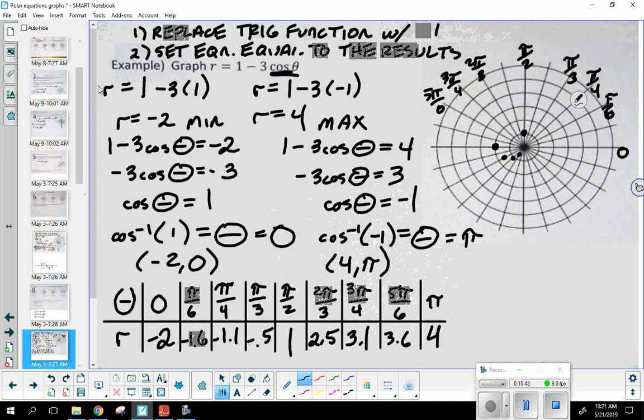And then we got 2 pi over 3, 2.5. 3 pi over 4, 3.1, so that's going to be just past it. And 5 pi over 6 is 3.6, so a little past halfway. And my final point would be 4, pi. Okay. So this gives me exactly half of the points I would need in order to finish it up. So all I did was just plot those points, what we did the majority of our time last week. Any questions on that? Okay. Well, now how am I going to complete the graph?